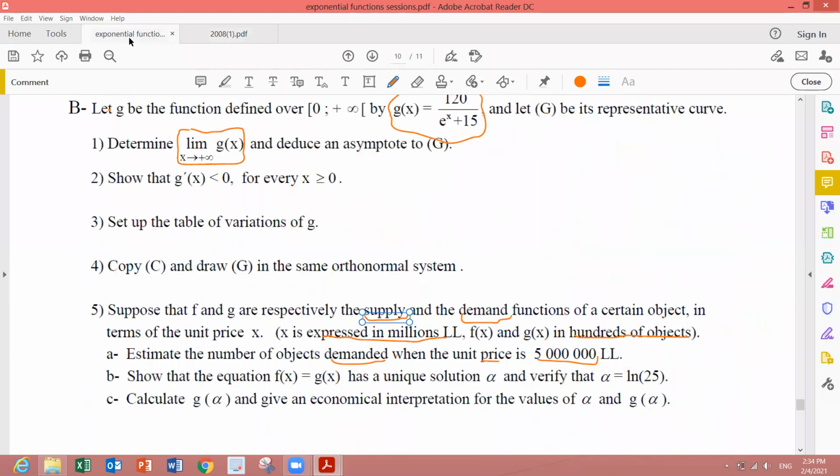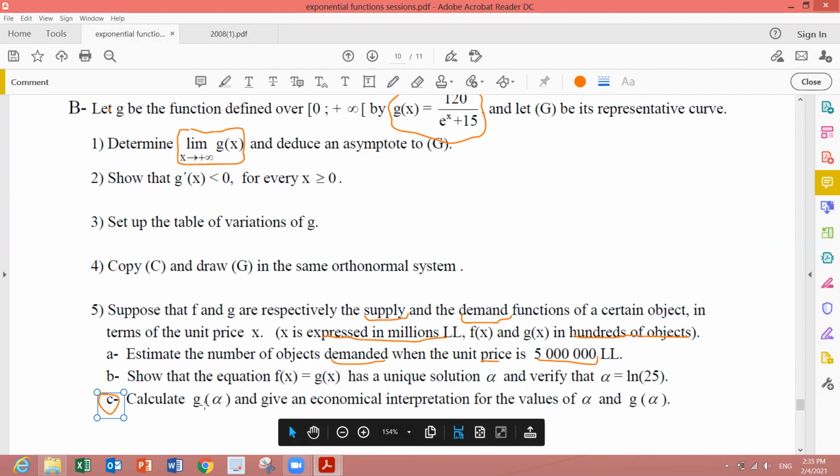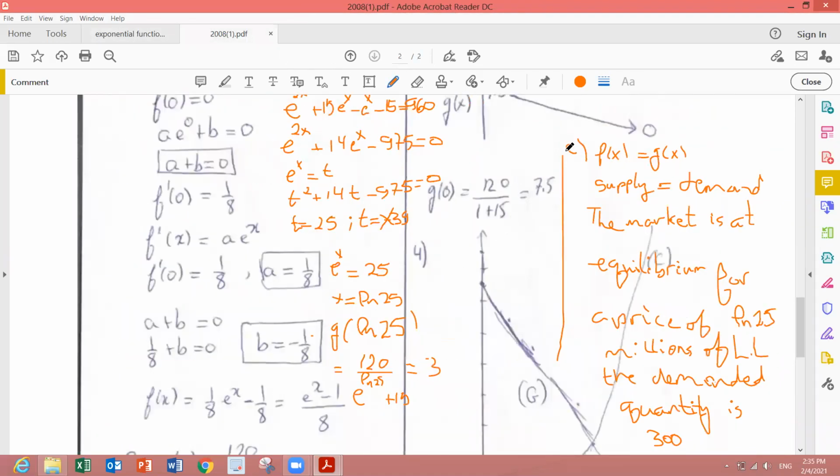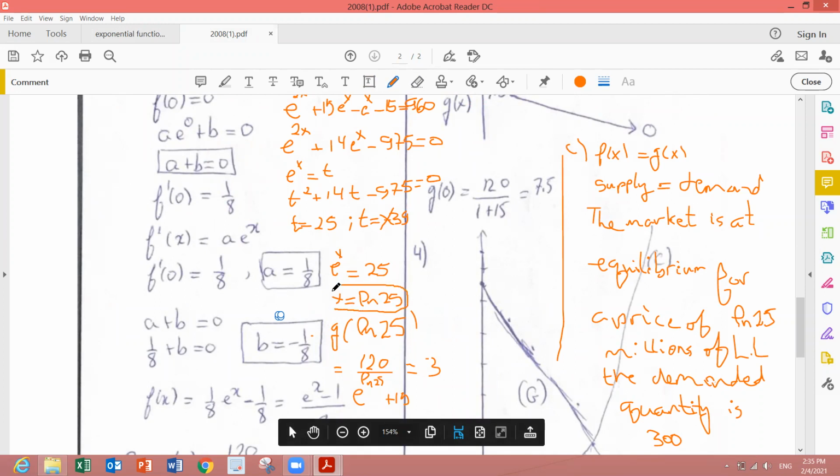I reached x equals ln 25. We finished that. Part C now says calculate G alpha and give the economical interpretation for the values of alpha and G alpha. Calculate G of ln 25 equals 120 over e to the power ln 25 plus 15, which gives 3.